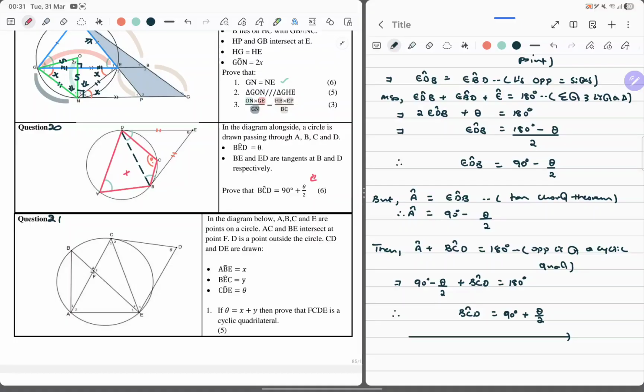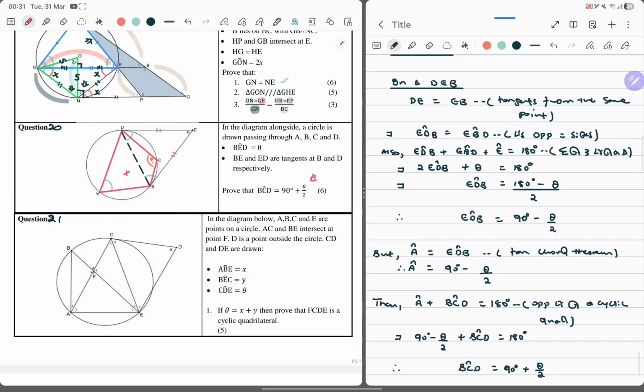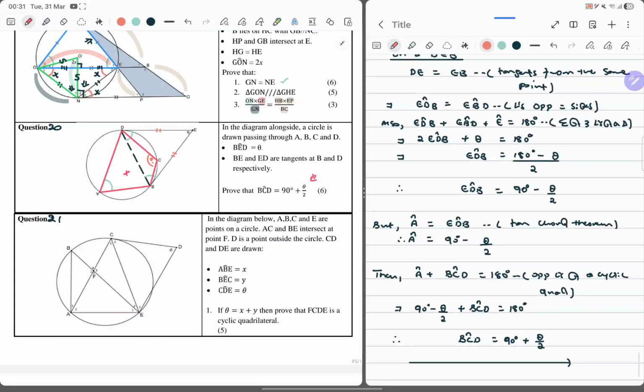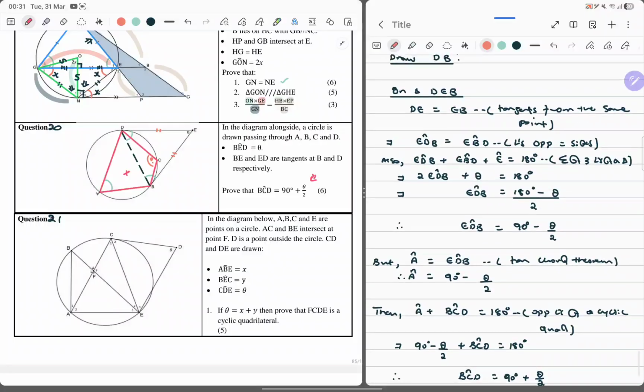Sometimes they may not give you the answer. They'll just say express BCD in terms of theta, and you sweat. Again, this is one of those essay type questions which can be a standalone question. So 6 marks, statement and reason. I think that's the main thing.